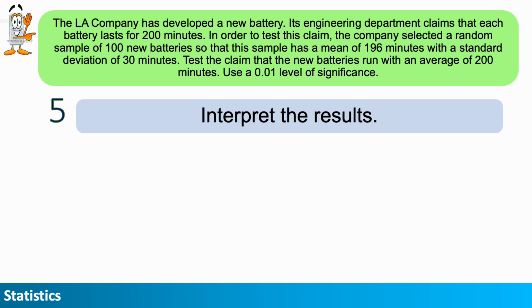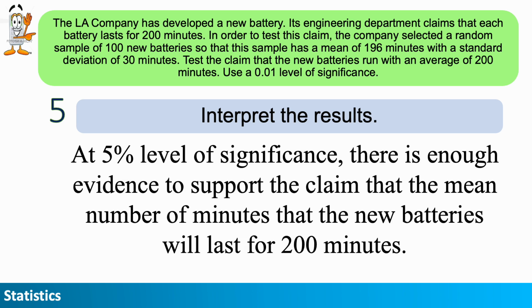That means we're going to accept the alternative hypothesis. What does the alternative hypothesis mean? That at 5% level of significance, there is enough evidence to support the claim that the mean number of minutes that the new batteries will last is 200 minutes. The null hypothesis is mu is equal to 200. So this is how you phrase it.